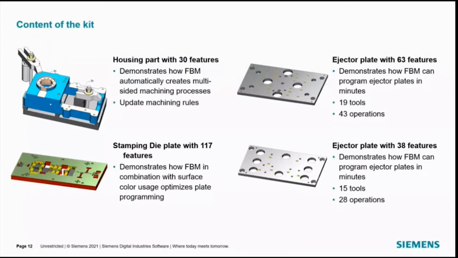Then we have a stamping die plate with 117 features. That example demonstrates how FBM in combination with surface color usage can optimize plate programming. And then there's 2 ejector plate examples, one with 63 features and another with 38 features. Those 2 examples show you how easily you can program these types of plates with NXCAM.